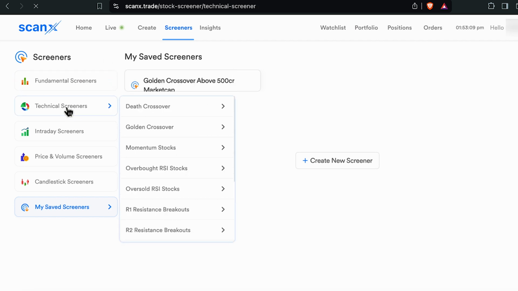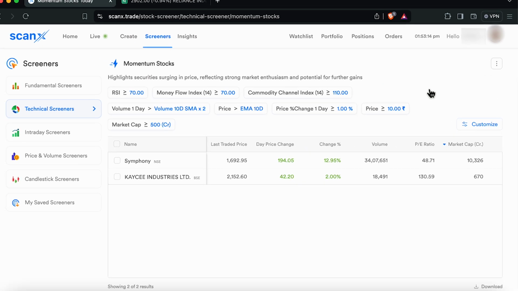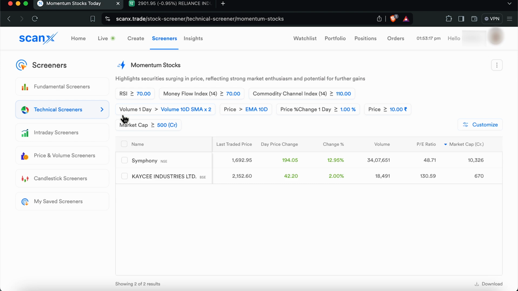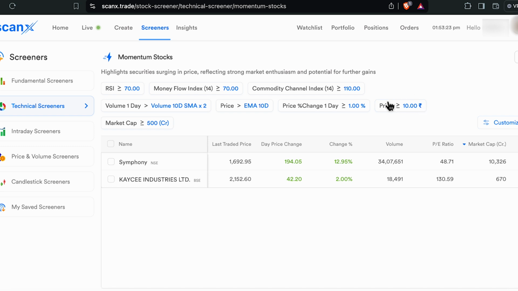Now, if we go into technical screeners, you have something called momentum stocks over here, which we are looking at today. Now, there are a lot of things which are already coded in here, like the price change should be more than 1% today. To weed out penny stocks, the price should be over 10 rupees. And for having some amount of predictability, the market cap by default has been set at 500 CR or more. And volume, the 1-day volume should be more than 2x of the 10-day simple moving average of volume. So there is volume momentum as well over here, which is coded in.